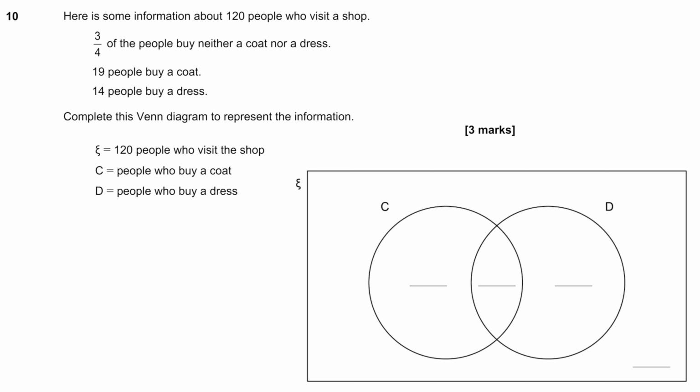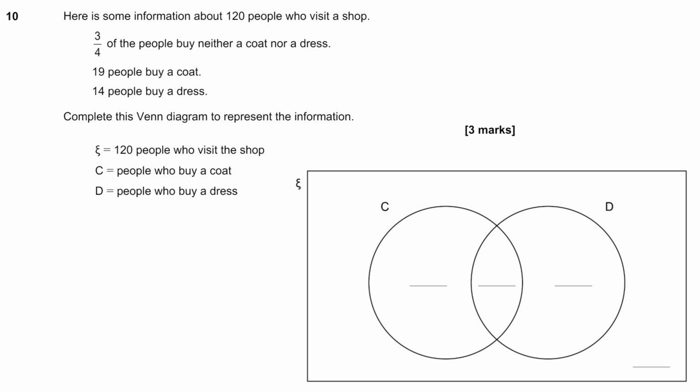So it says, here is some information about 120 people who visit a shop. 3/4 of the people buy neither a coat nor a dress, okay? 19 people buy a coat, 14 people buy a dress, and then we're told to complete this Venn diagram to represent the information. It's a 3-mark question, so E is equal to 120 people who visit the shop. So we're dealing with 120 people overall. That's our total number. C represents people who buy a coat, and D represents people who buy a dress, okay?